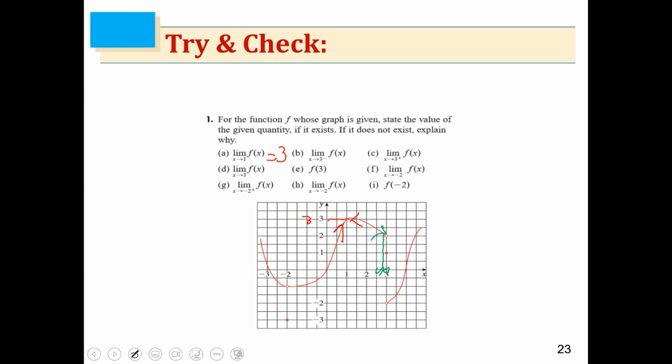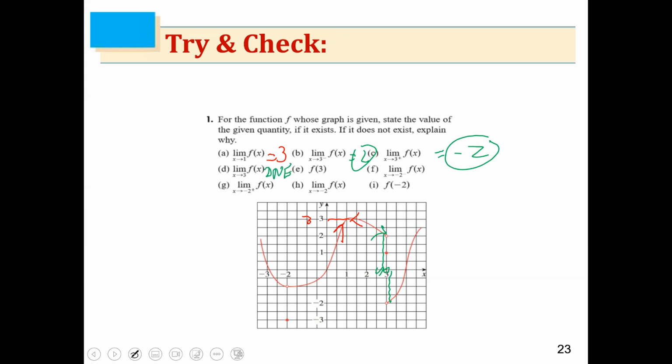Okay, and I am approaching the value 2, so my answer is 2. However, for 3 plus, I am close to 3, but on this side, so it is equal to negative 2. X approaching 3, my conclusion comes here for 3 using B and C. You see here that this is minus 2 and this is 2. So clearly the limit does not exist here.